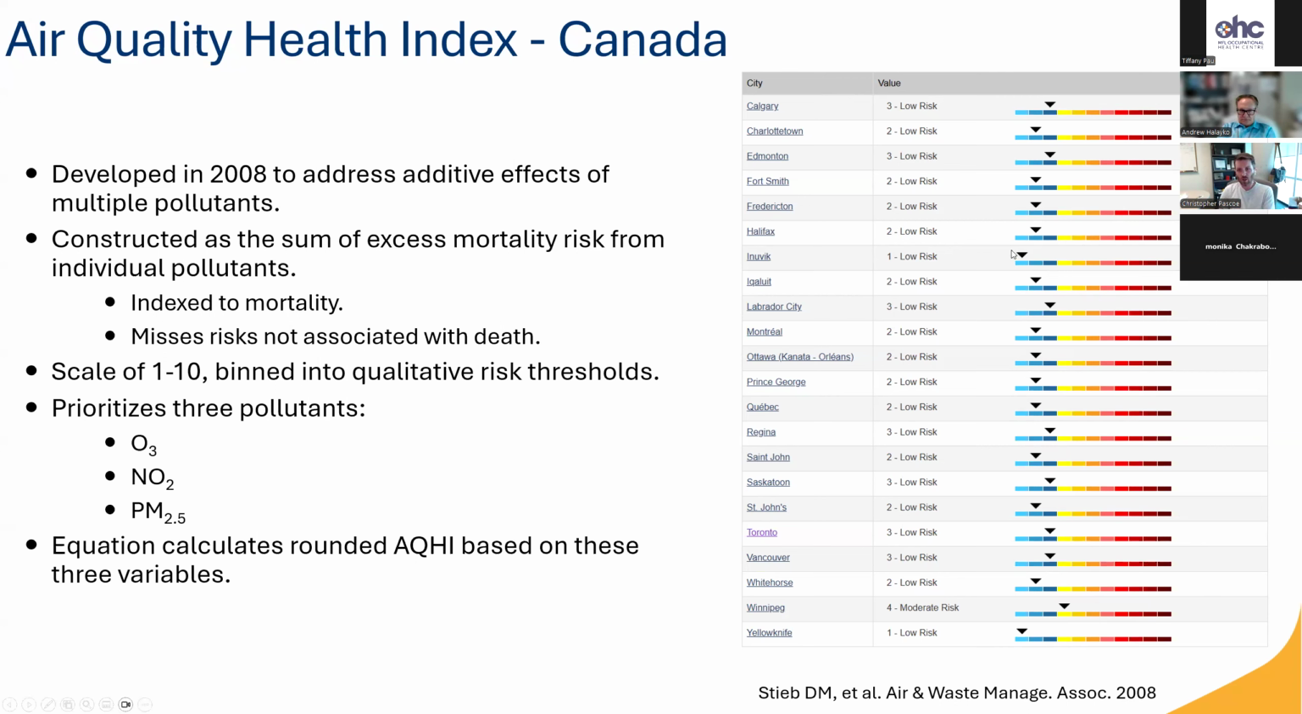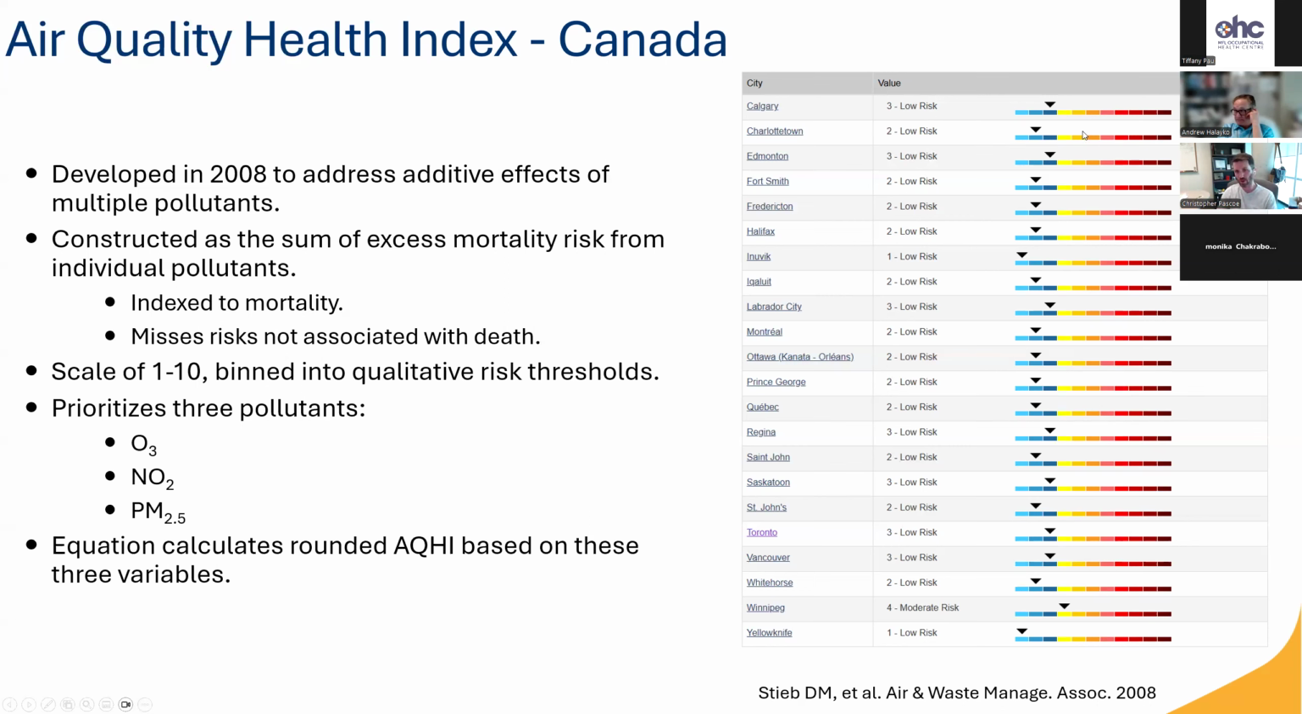It is built based on mortality. It looks at how frequently people were being hospitalized or dying in excess of normal numbers in Canada due to these three major pollutants. So it's useful in that regard, but it will miss risks associated with things not related to death or hospitalization, like worsening of symptoms, headache, mucus production, sneezing, that kind of stuff that is more minor, although still an inconvenience. As I said, it scales 1 to 10, bins them based on relative thresholds, and they're all rounded.